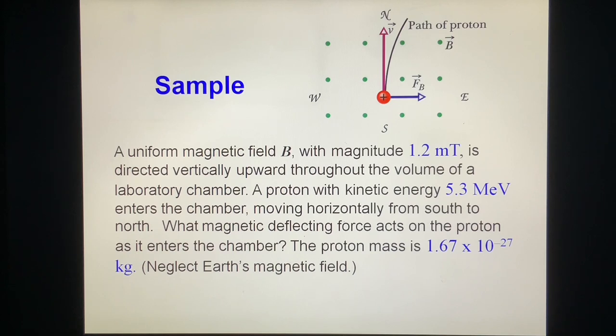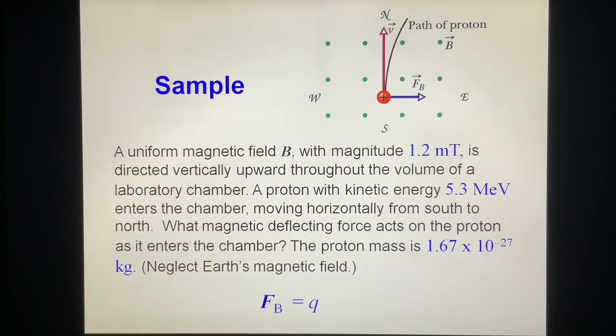The proton mass is 1.67 times 10 to the minus 27 kilograms. We neglect Earth's magnetic field. It is only 10 to the minus 4 Tesla, okay, much smaller than this one.